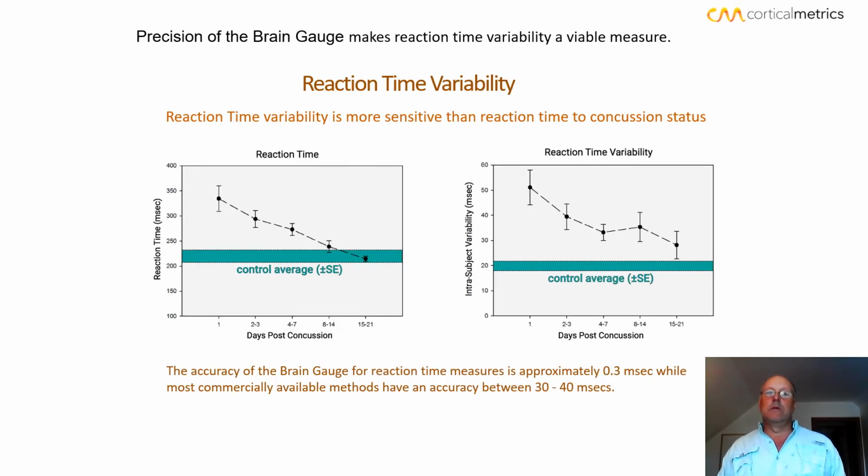So let's take a look at reaction time variability. Reaction time variability is actually even more sensitive than reaction time. When you compare, with both collected with the brain gauge, reaction time to reaction time variability, you'll notice that in days post-concussion, there was no recovery until about 3 weeks post-concussion. Now this matches many physiological studies, both in humans and animals, in terms of how long it takes to recover fully from a concussion.